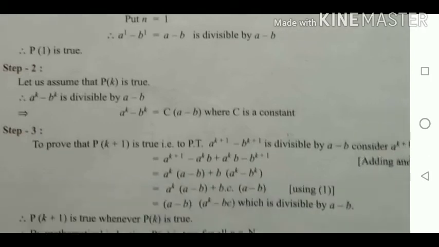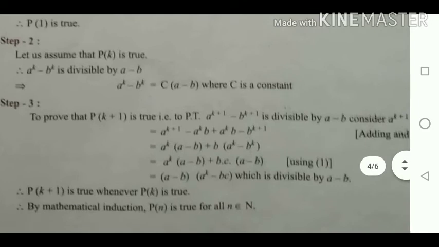Let us assume that P of k is true. a power k minus b power k is divisible by a minus b. So a power k minus b power k equal to c times a minus b, where c is a constant. Then third one, to prove that P of k plus 1 is true, that is to prove a power k plus 1 minus b power k plus 1 is divisible by a minus b. Consider a power k plus 1 minus b power k plus 1.